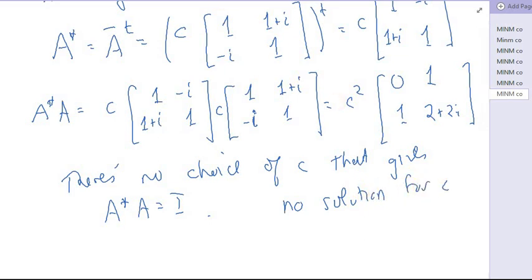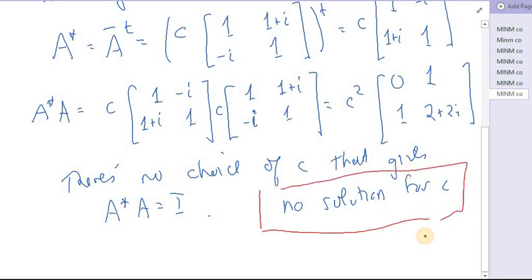Okay, that's the answer. There's no C that works, so there's no solution, either real or complex. All right, so that's the end of that problem.